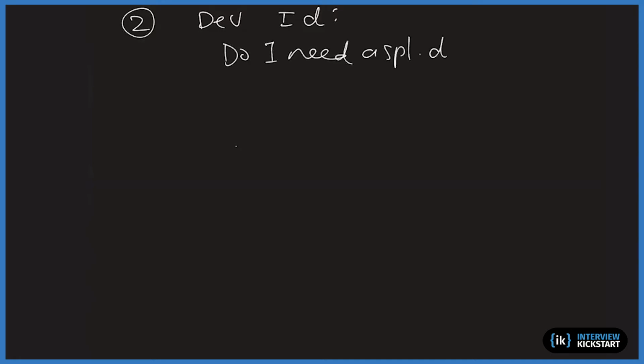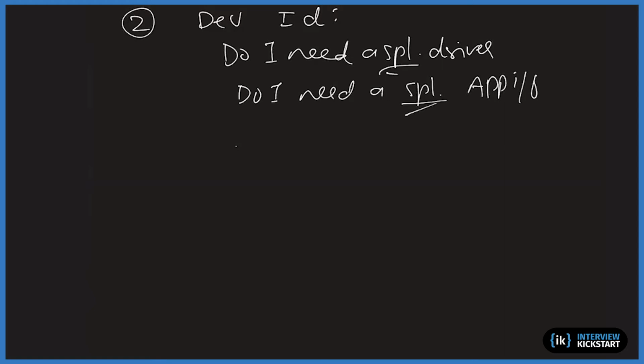Next, the second step in this flow is the device identification. So what kind of device has been plugged in? For a USB device, at least in the Linux context, the idea is: do I need a special driver? Especially, do I need a special application interface? I am using special in a loose sense. What do I mean by that?